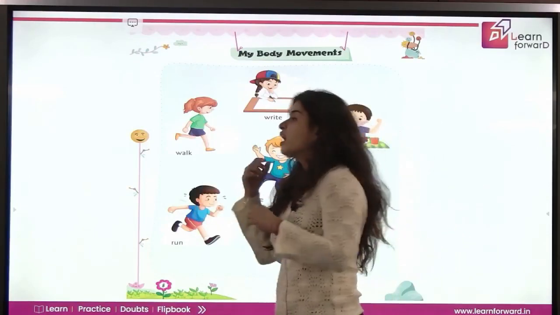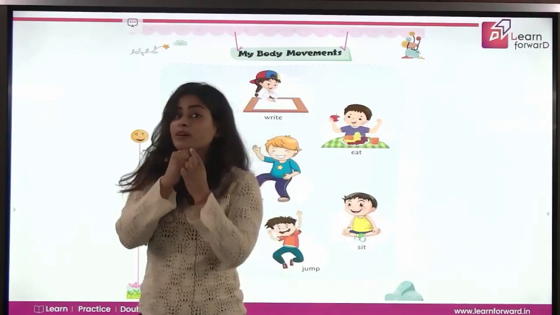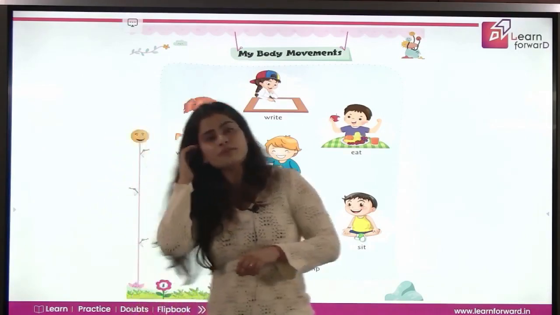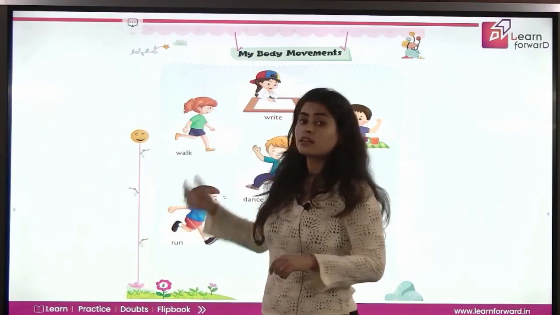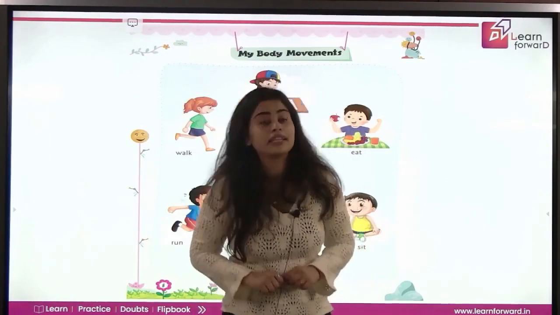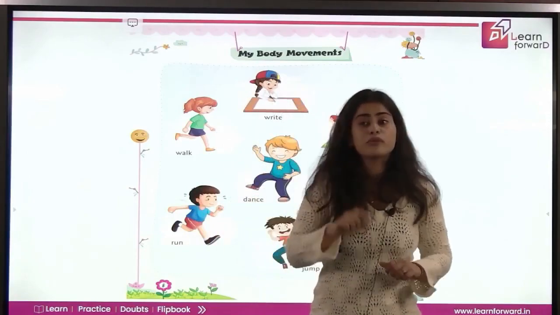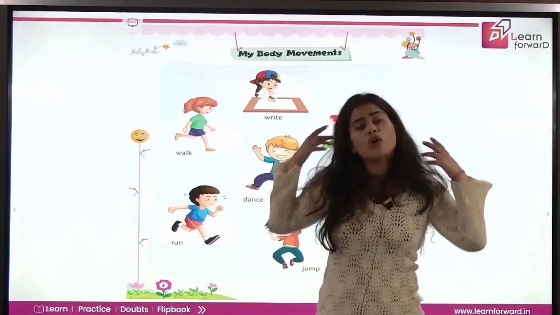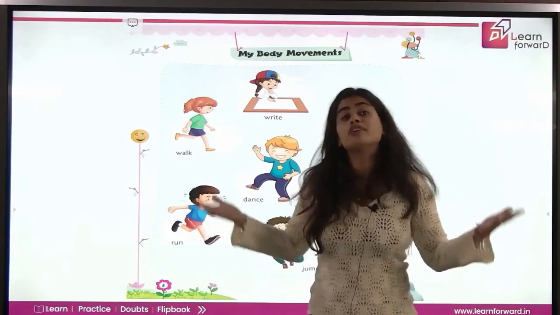ठीक है? हम hand में pencil को पकड़ते हैं and then we can write. ऐसे होता है ना? So we can do writing. Writing is also our body movement. Okay? Writing is also our body movement. हमारी जब body move करती है, write करती है, all these things are called body movements.